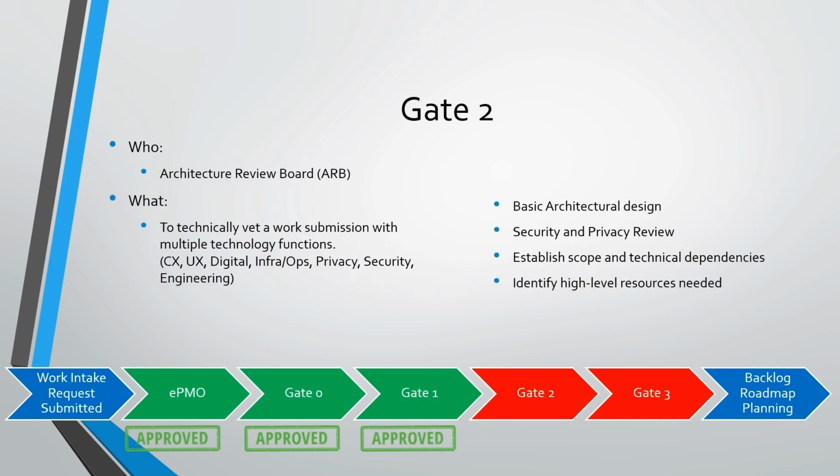Once it has been approved by Gate 1, the request moves to Gate 2. Here, the technology architects will learn all they can about the request, including meeting with the requesters to gain a full understanding of the project. They will endeavor to draft an architectural design, which will be reviewed by the Architectural Review Board, information security, and data privacy teams. They will also establish the scope and technical dependencies as well as the high-level resources needed.